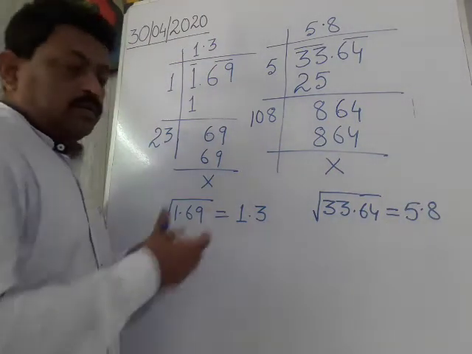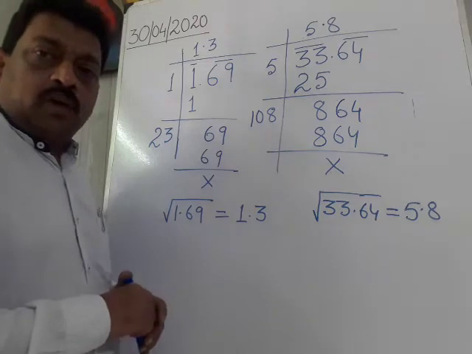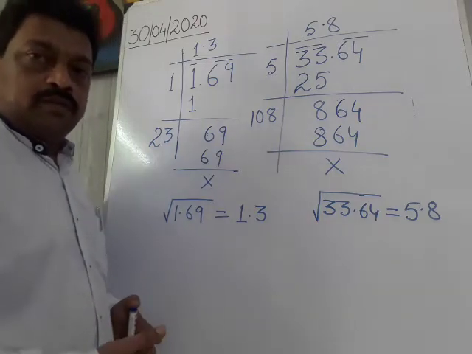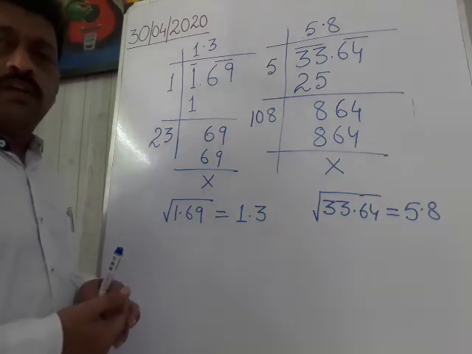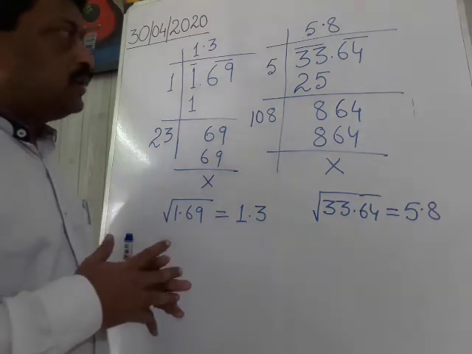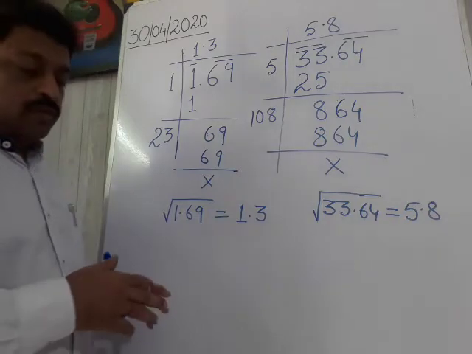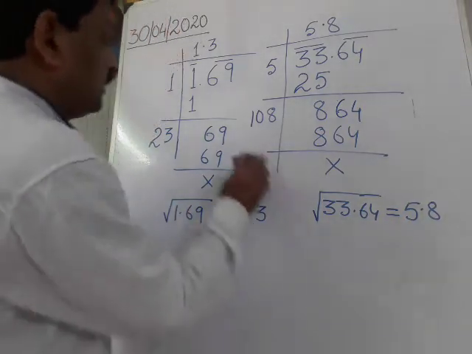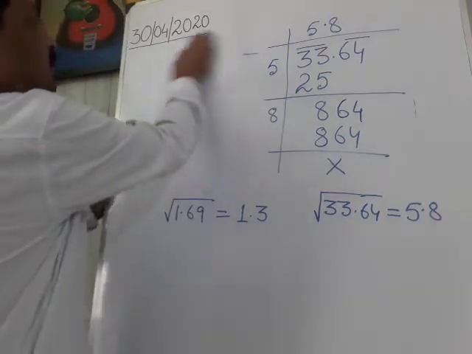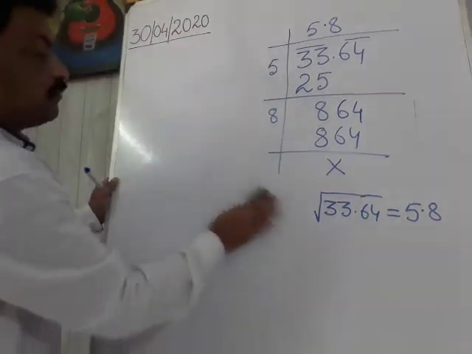I think this process is now becoming easier than before. Understood? So in this way we have to find the square root of any number which is in the decimal form. Now I am going to show you one more example of a little bit bigger number which is in the decimal form.